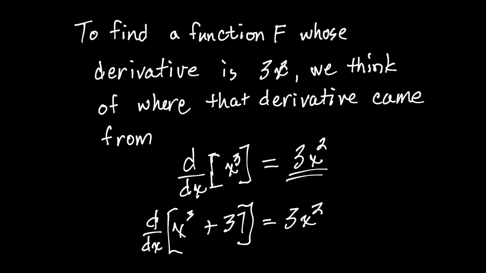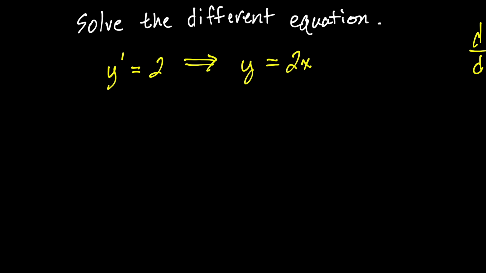So what we have to remember is that when we take an antiderivative, there's always going to be a constant included with it. So let's look at a couple of examples. Let's solve this differential equation. We have y prime equals 2. Well, if I went backwards, if I said, where did this 2 come from? It came from a 2x. But it could have come from a 2x plus any constant. So what we usually do is just write plus c for any constant. So this represents actually a family of curves.